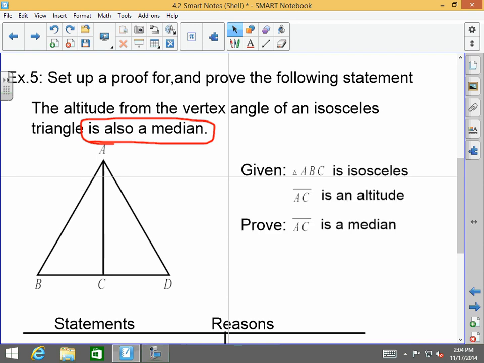So I don't know why I keep messing up with this today. There's really no excuse. It's ABD, not ABC. I apologize. And that's my given. Triangle ABD is isosceles. AC is an altitude. And segment AC is a median. Oh, don't even sweat it, dude.